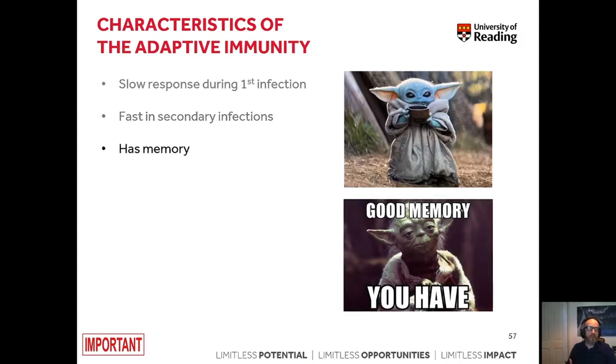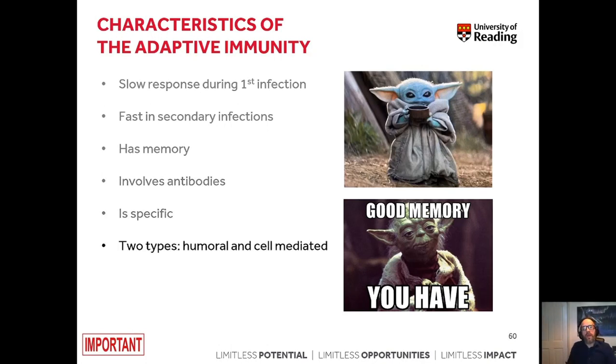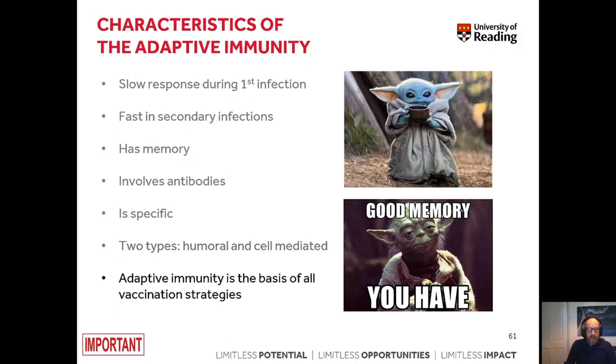Also, in contrast to the innate immune system, which is non-specific and has no memory, the adaptive system relies on specific memory systems that we are going to be looking at in more detail later on. It involves antibodies, is specific, and can be divided into two types of adaptive immune response: humoral and cell-mediated. Importantly, the adaptive immunity is the basis of all vaccination strategies.